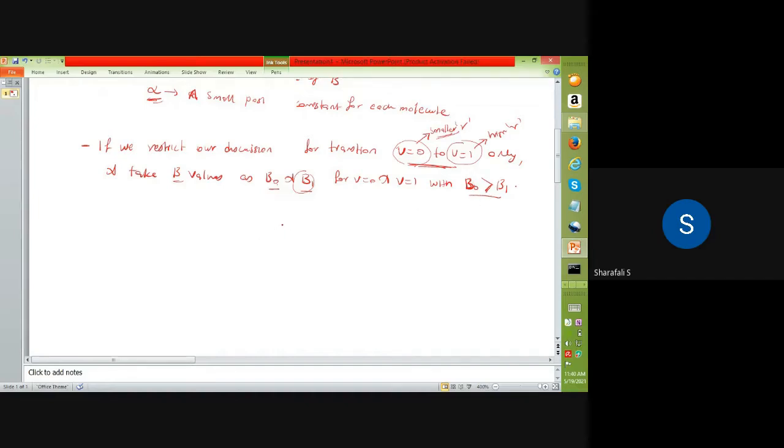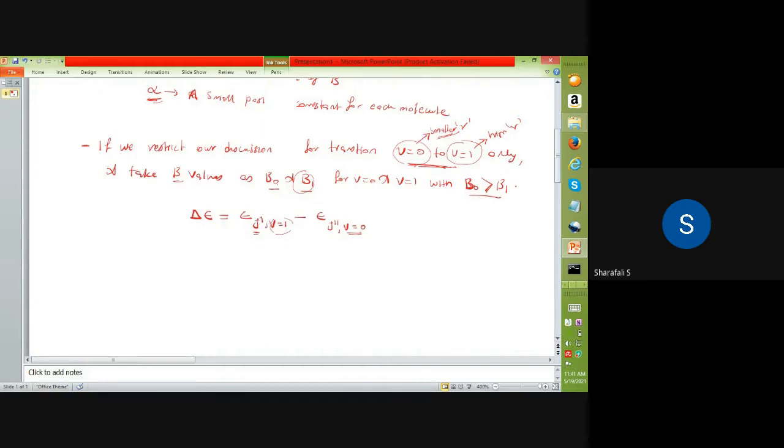So if you are considering this particular transition, the energy difference delta epsilon will be equal to epsilon(J', V) with V equal to 1, minus epsilon(J'', V) with V equal to 0. So this J'' is the rotational quantum number associated with the V equal to 0 energy level, that is vibrational energy level V equal to 0. And J' is the rotational quantum number at V equal to 1, vibrational level.